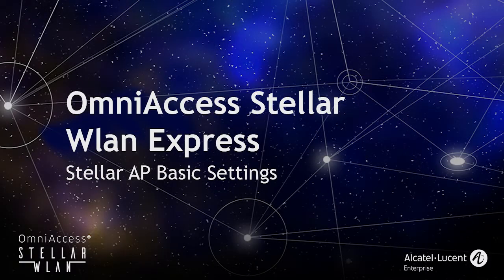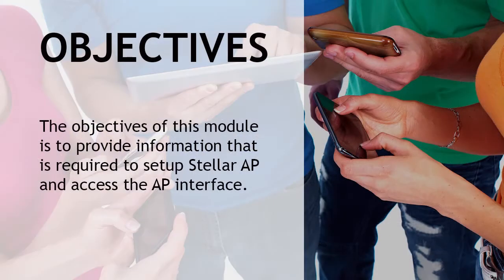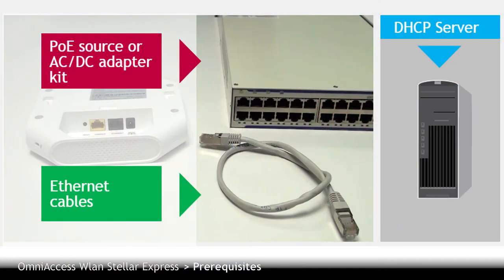In this module, you will learn the first steps to setting up a Stellar AP. The objective of this module is to provide the required information on how to set up a Stellar AP and access the AP's interface. Before installing the AP1101, make sure that you have the following: Ethernet cables of the required length to connect the AP to the OmniSwitch, a Power over Ethernet source such as the OmniSwitch 6350 or a PoE adapter, and a DHCP server.